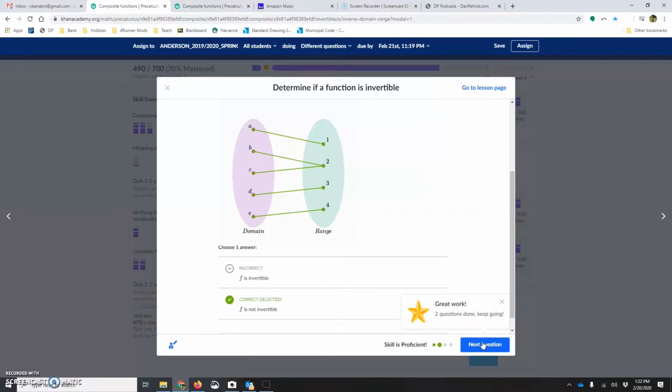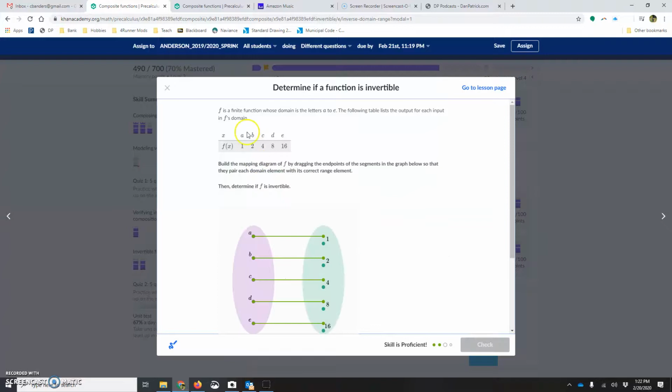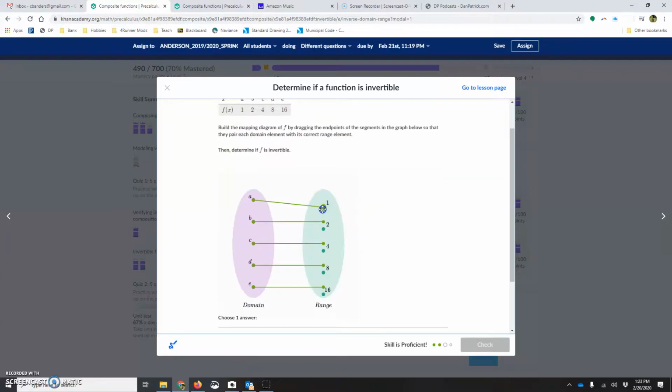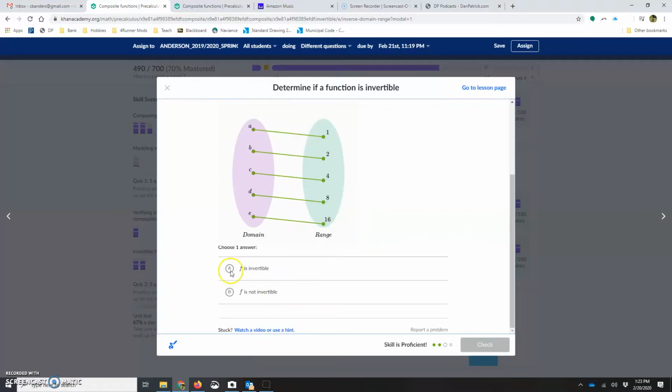Next one. All right, A 1, B 2, C 4, D 8, E 16. So we can look here. These all go to one place. There's no duplicates, and it's all in order. So this is actually pretty easy. So this looks like it's invertible. This is a function, and the inverse goes to one place. They don't go to two places. So yes.